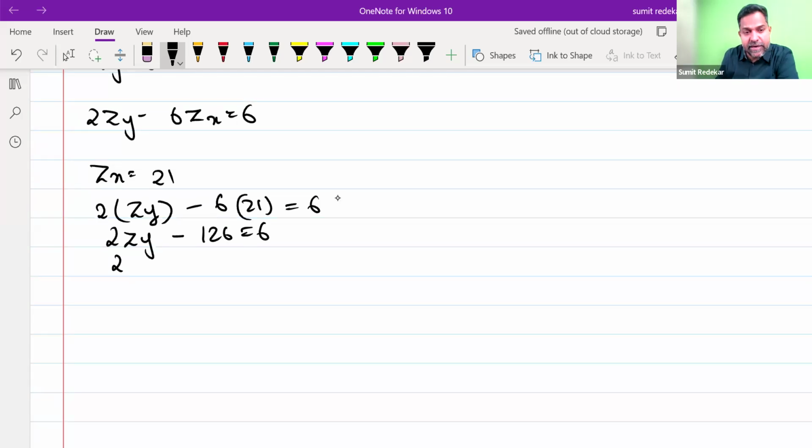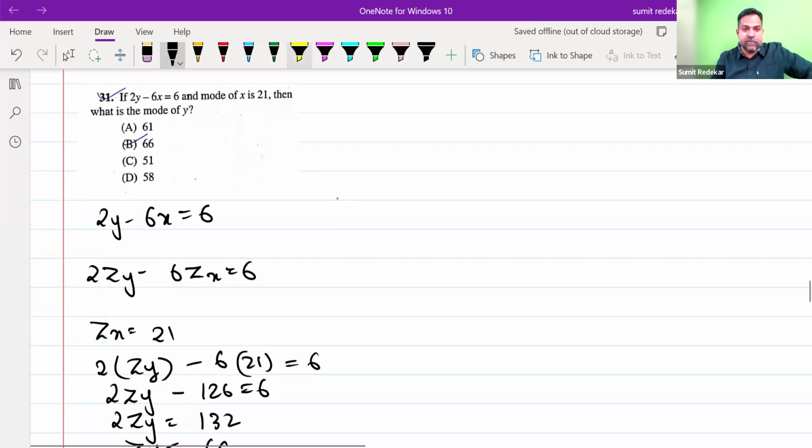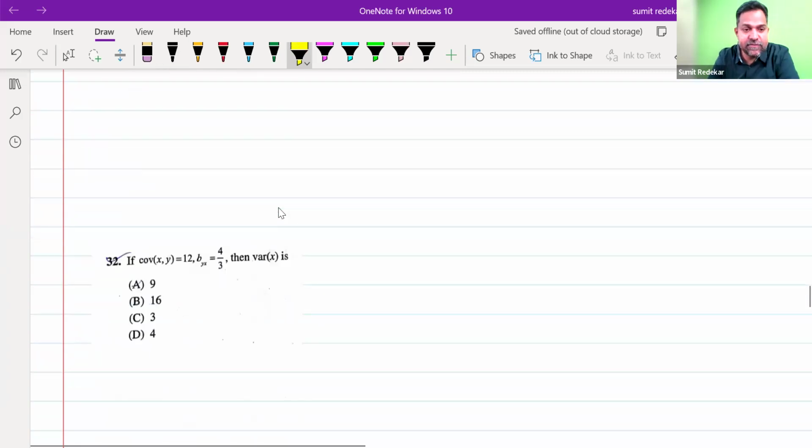Take this to the other side. 2 times the mode of y is equal to 132. Mode of y is 132 divided by 2, which is 2 sixes are 12 and 2 sixes are 12. So the value of mode of y is going to be 66. So the answer to question number 31 is B, 66.